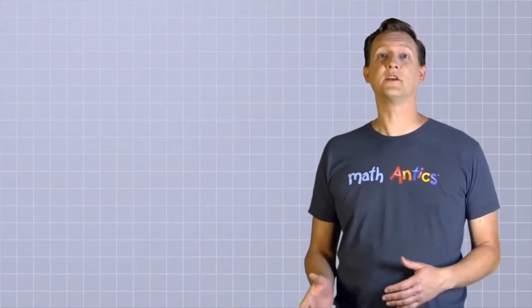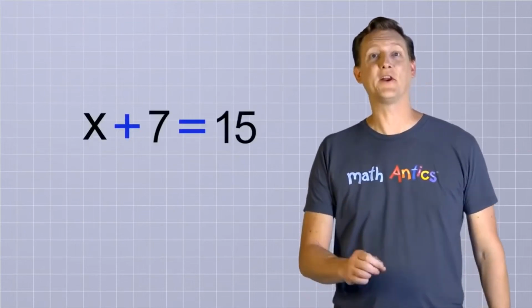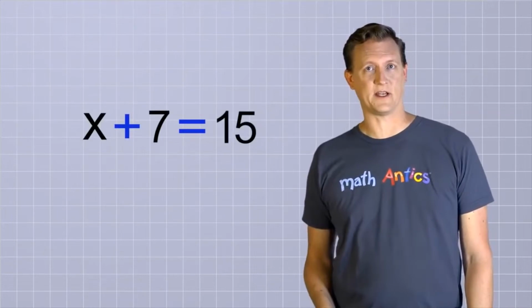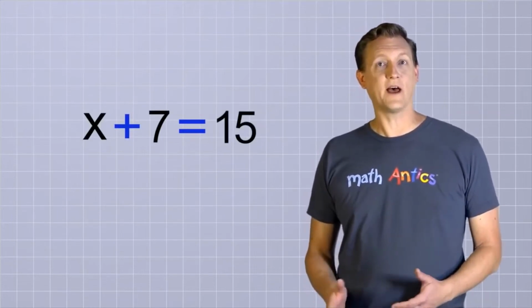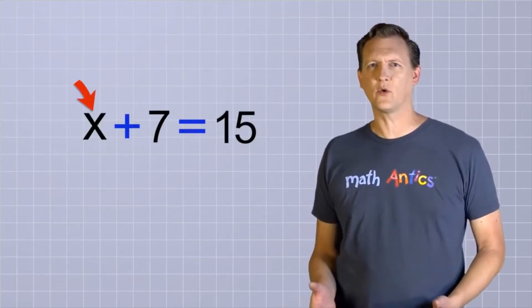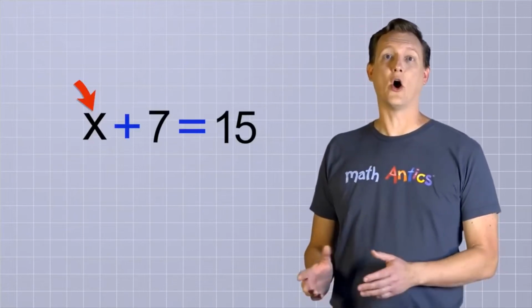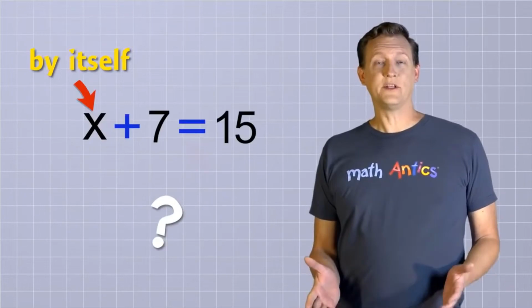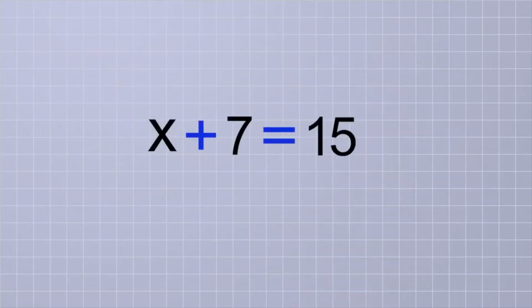All right, like I said, in this video, we're just going to focus on equations involving addition and subtraction. And here's our first example. x plus 7 equals 15. To solve for the unknown value x, we need to rearrange the equation so that the x is all by itself on one side of the equal sign. But what can we do to get x all by itself? Well, right now, x is not by itself because 7 is being added to it. Is there a way for us to get rid of that 7?